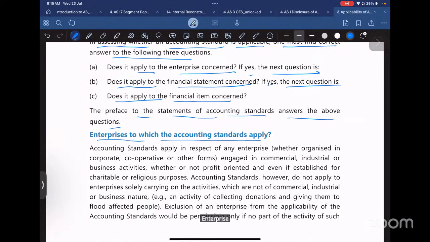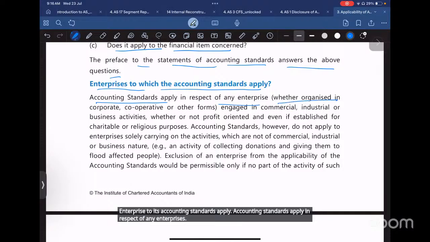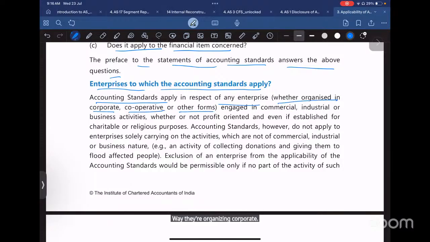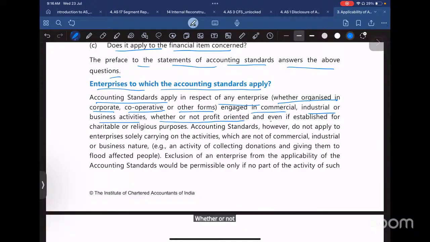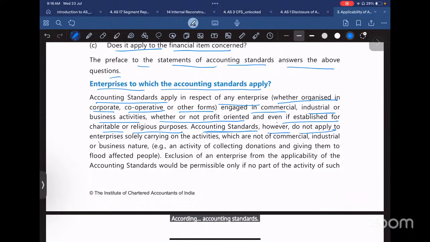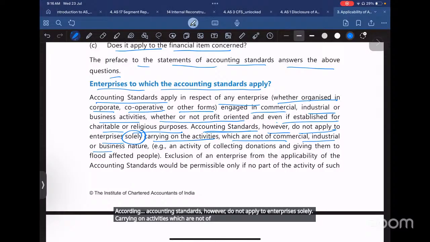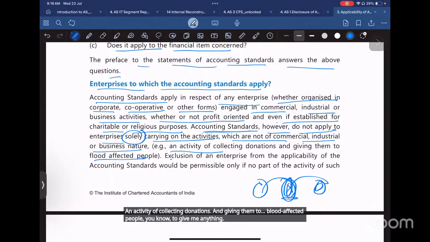Enterprises to which accounting standards apply. Accounting standards apply in respect of any enterprise, whether organized as corporate, cooperative, or other firms engaged in commercial, industrial, or business activities, whether or not profit oriented, and even if established for charitable or religious purposes. Accounting standards, however, do not apply to enterprises solely carrying on activities which are not of a commercial, industrial, or business nature. For example, an activity of collecting donations and giving them to flood affected people, not gaining anything for the enterprise. That is the exclusion.